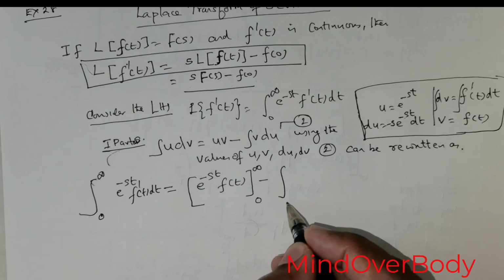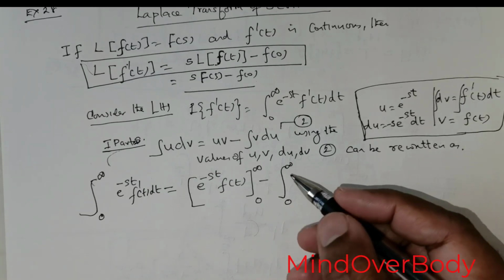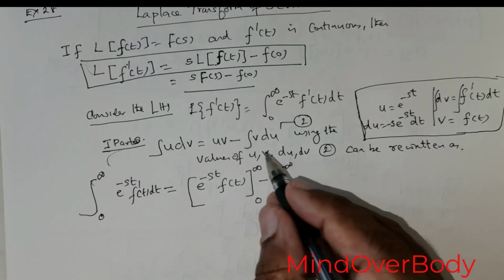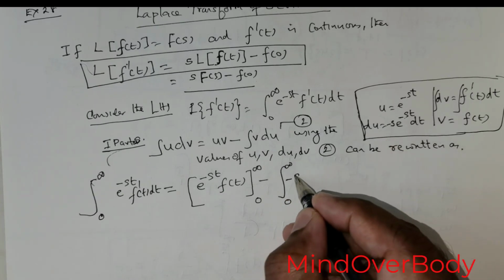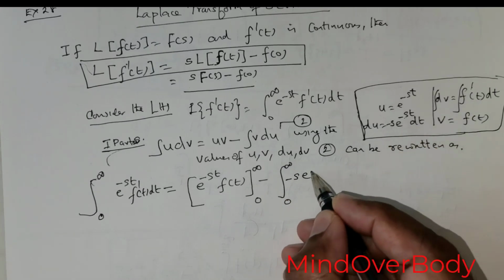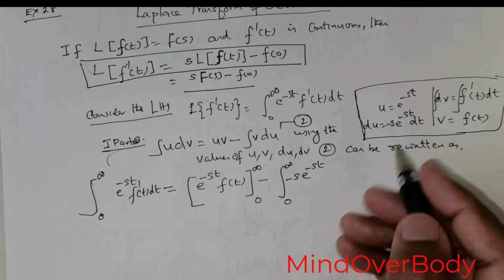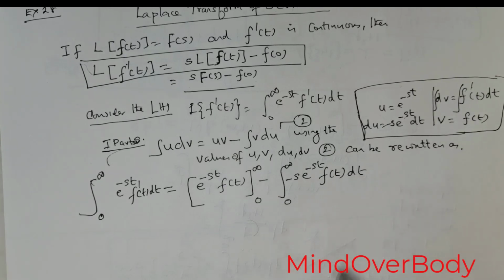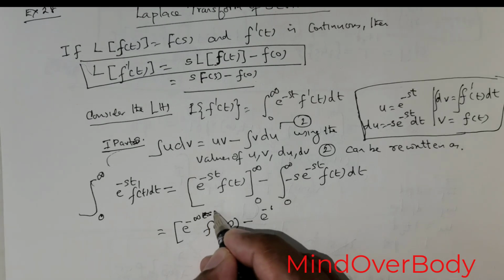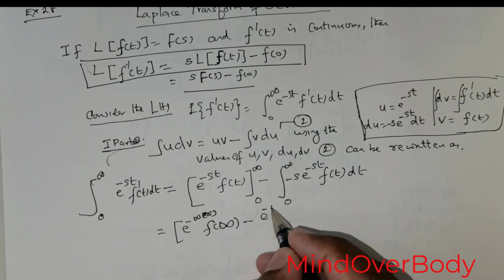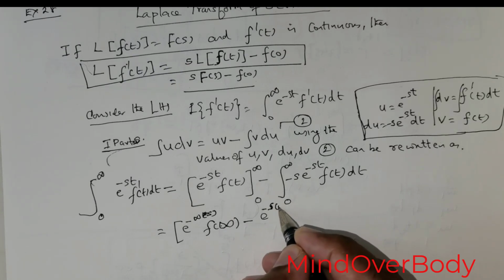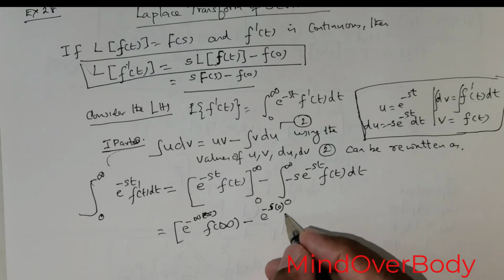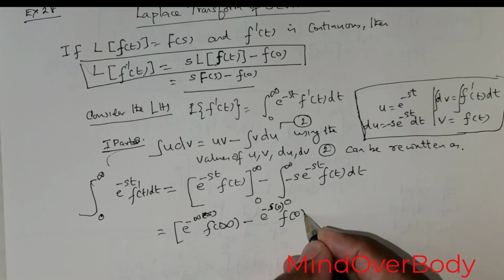Negative integral. Limits are 0 to infinity. My v is f of t. My du is negative s e raised to the power of negative st. Of course, I will place my dt here. My v is f of t. So, I substitute the upper limit. This has to be s here. Right. So, e raised to the power, my t is 0, so it is going to be negative s times 0, because t is a variable, times f of 0.